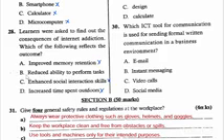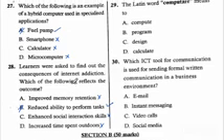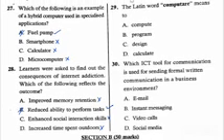Reduced ability to perform tasks. Yes, so this is the one, the outcome, the consequences of internet addiction. It reduces your ability to perform tasks. You are there on TikTok from morning to evening. You cannot perform any task. Even reading becomes a problem.